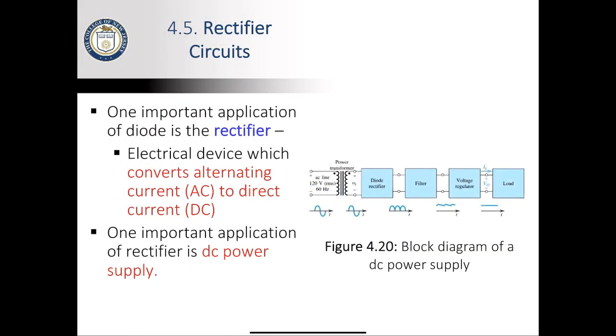All right, so the next new topic that we're going to discuss is a rectifier circuit. And we've talked about rectifiers already. We talked about a half-wave rectifier. So, like it says here, one really important application of a diode is a rectifier. It's an electrical device which converts alternating current AC to direct current DC.